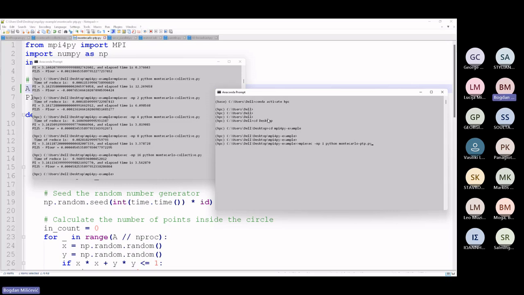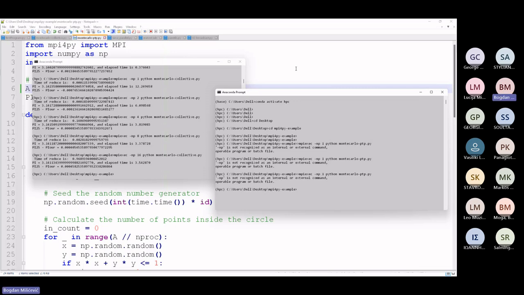Monte Carlo point. Maybe I have copied something in a weird manner. Okay, I think we should do it here. I don't know what's happening. mpiexec -n 1 python, then the name of the program. Okay. And let's wait.